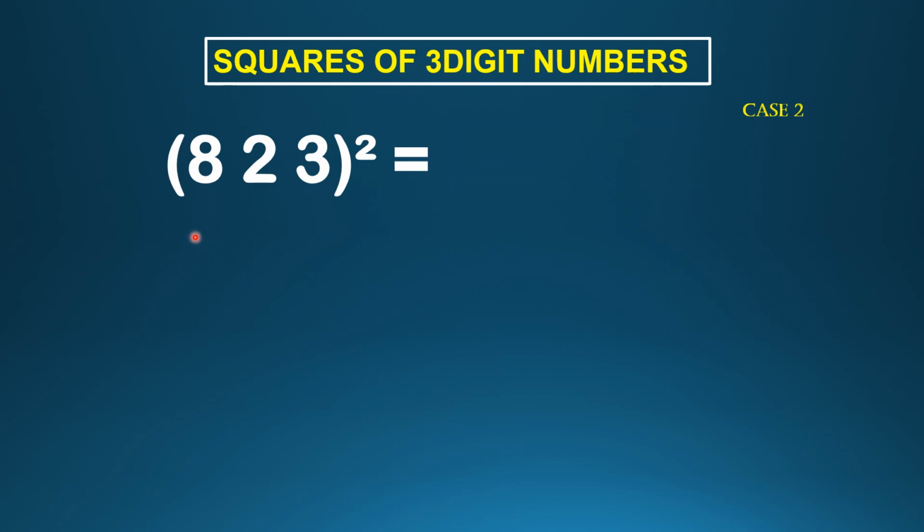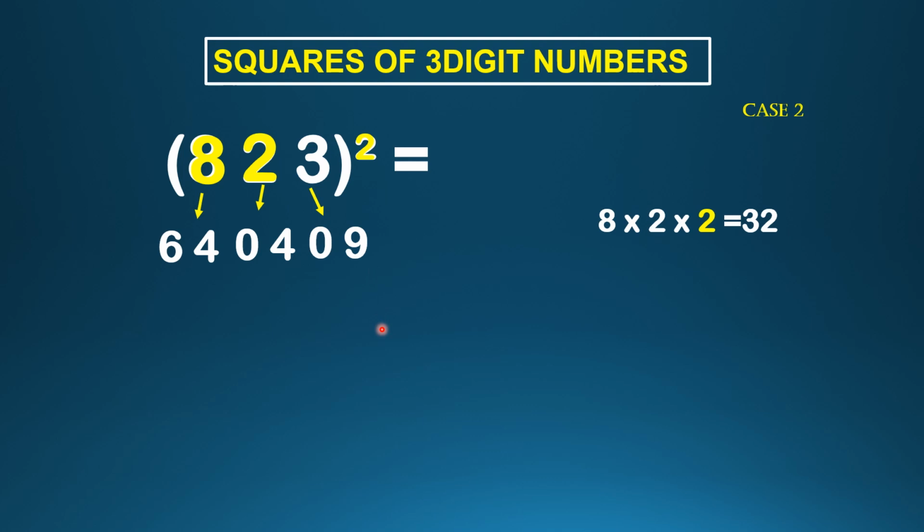Same case, one more example. Now 823 square. First step, 8 square is 64. 3 square is 9. See, 9 is a single digit number, but as we discussed, we should take it as 09. If you are writing only 9, your calculation will definitely go wrong. So write it as 09. 2 twos are 4. Again 4 is a single digit number. Take it as 04. Now the next step, first 2 digits you multiply. 8 into 2 into power. 8 twos are 16. 16 twos are 32.